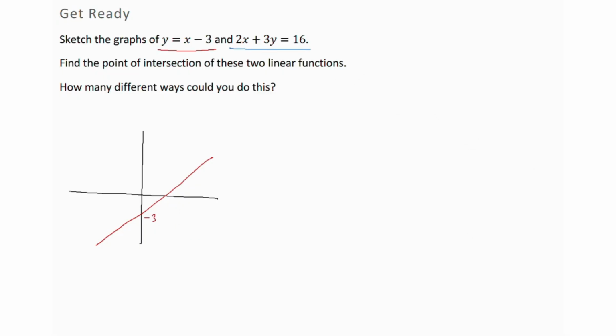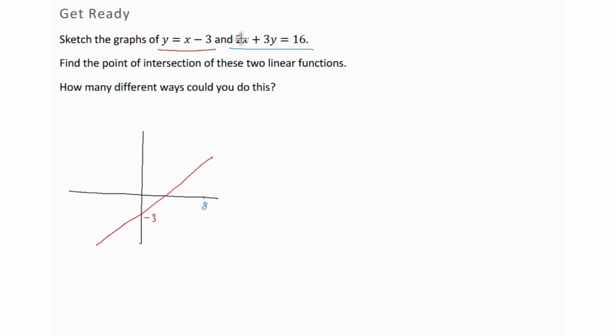The second one, 2x plus 3y equals 16, is not in y equals mx plus c form. We could convert it into y equals mx plus c form, or we could use the cover-up method to work out where it crosses the axes. Cover up y's, 2x is equal to 16. So when y is 0, x has got to be 8. So it's going to go through at 8 on this axis here.